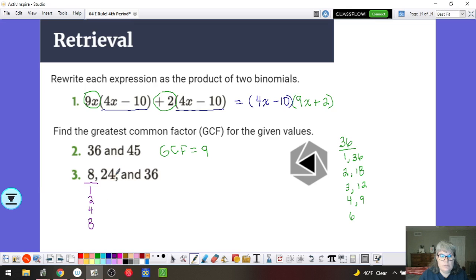4 does go into 24 6 times. 4 goes into 36 9 times. So the greatest common factor of 8, 24, and 36 is 4. And that concludes part 2 of lesson 2 from Unit 1.